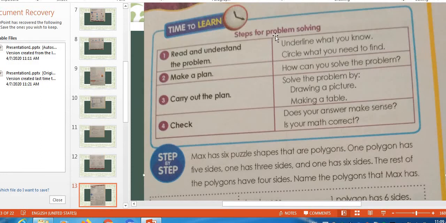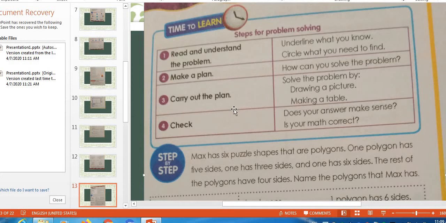Time to learn. The steps for problem solving are very important for you for every subject, not only the math subject. So, I have here the first step: read and understand the problem. Underline what you know, circle what you want to find. Make a plan. How can you solve the problem?